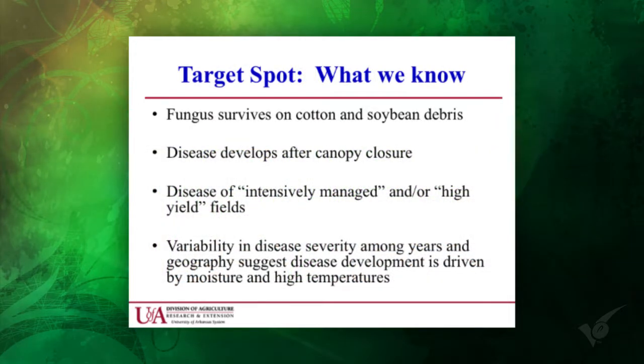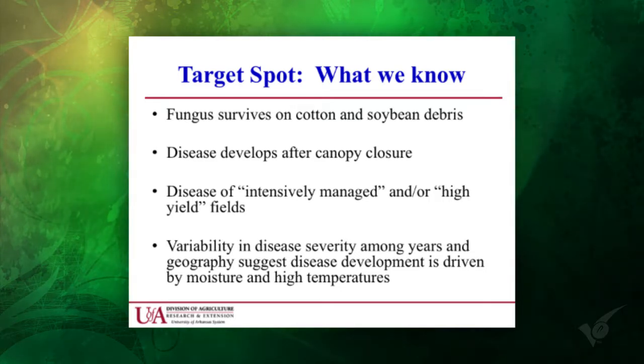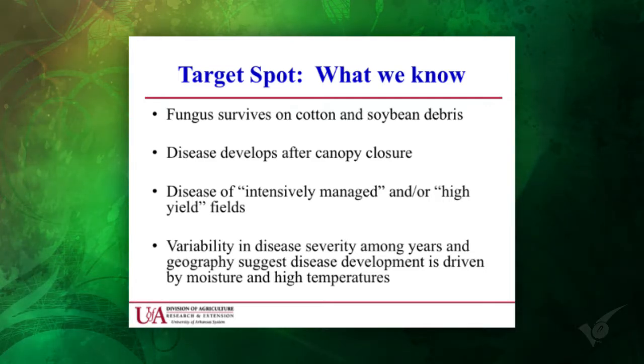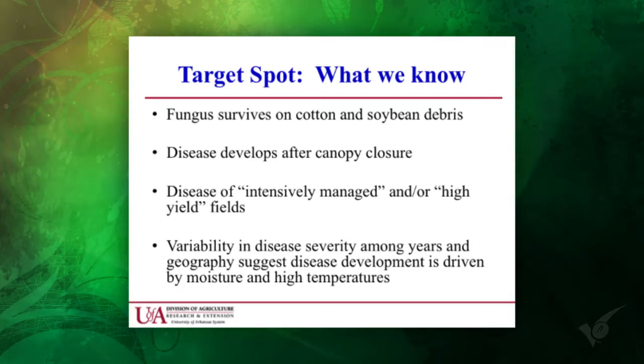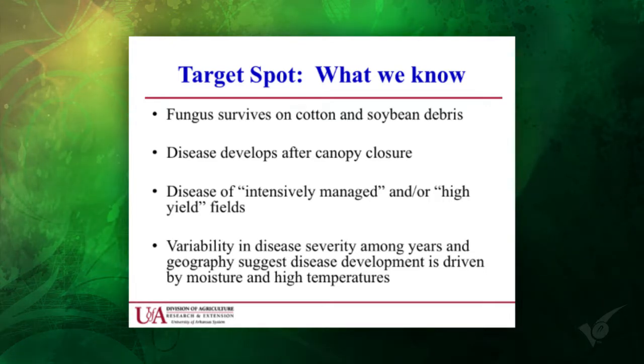All right, so some of the things we do know. We do know that the fungus is a trash fungus, as I call it, so it's going to survive in the cotton and soybean debris. It's going to develop after the canopy closes. So once you have airflow through there, and I know it's always contradictory to whatever the weed scientists and the entomologists tell you. They're telling you get it closed as fast as possible, and we're telling you to keep it separated as long as possible. I know that contradicts each other, but that's when you're going to see it starting to develop. And you're going to have free moisture, water on those leaves for that disease to develop.